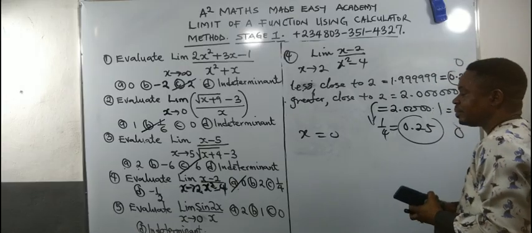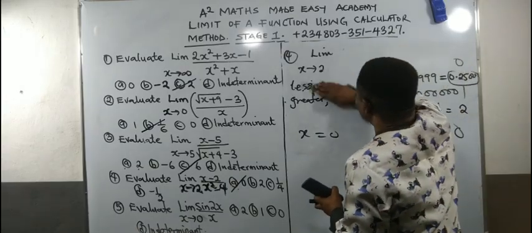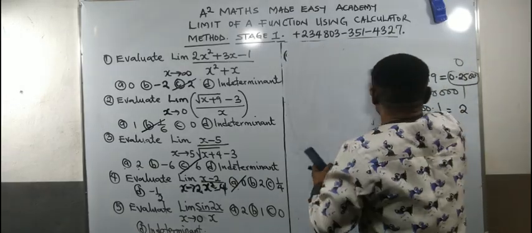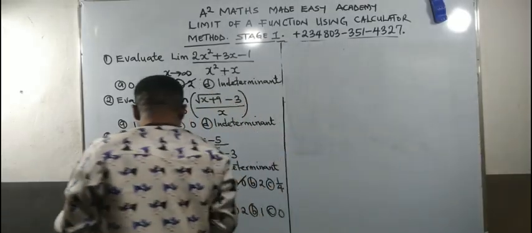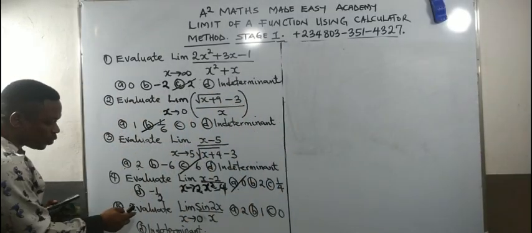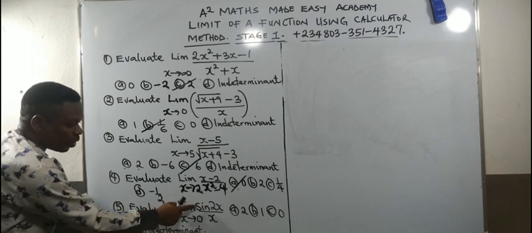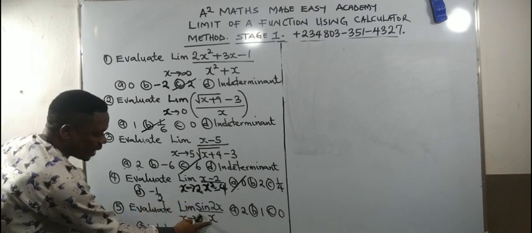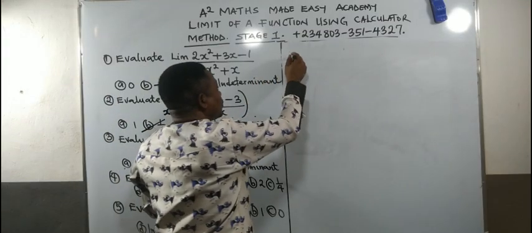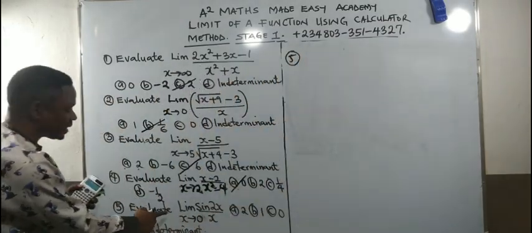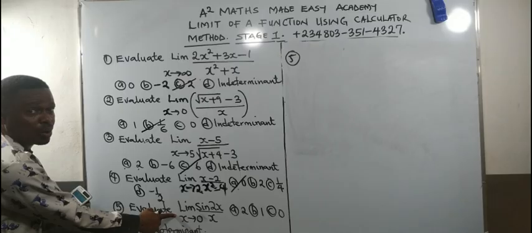So no cause for alarm. Finally, question number 5. Look at question number 5. The question says we should evaluate the limit of sine 2x all over x as x approaches 0. Now this particular question, we consider it as a limit of trigonometry.